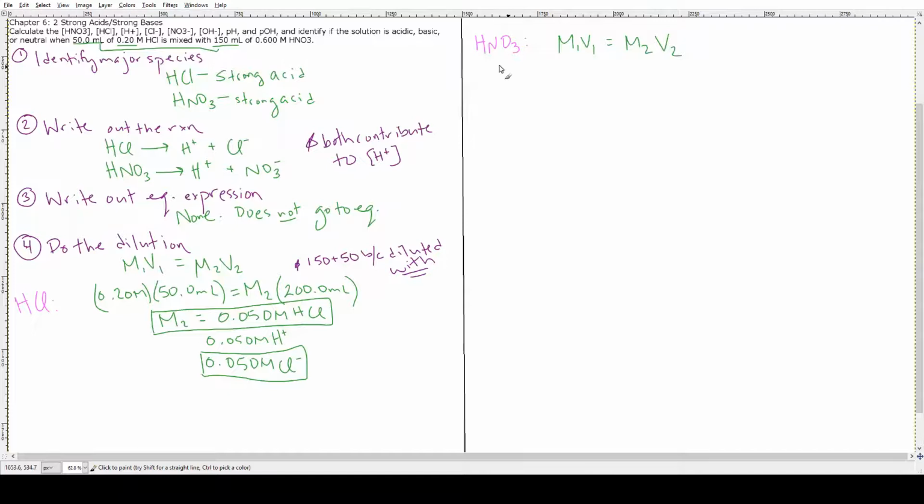Our initial concentration of nitric acid is 0.600. And if you want to do this part on your own and figure out the concentrations of the nitric acid, the hydrogen ions, and the nitrate ions, then go ahead. You have all the tools you need to pause and try that on your own right now.